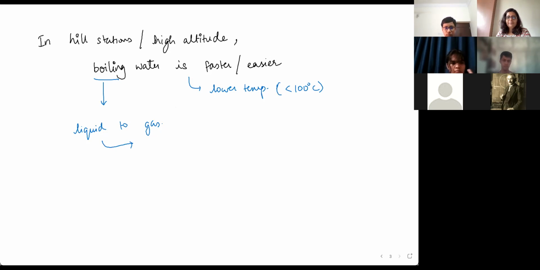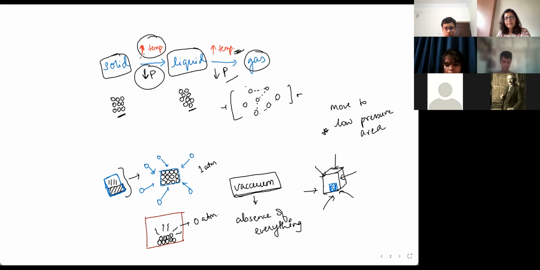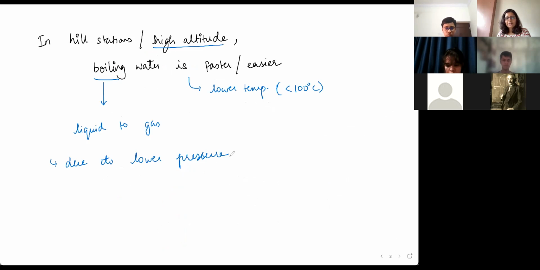So basically, whenever it's a high altitude area, due to lower pressure, we saw here that decreasing the pressure turns liquid into gas. Because at higher altitudes the pressure is low, it's easier to convert liquid water into gaseous water. So boiling also happens at a lower temperature.